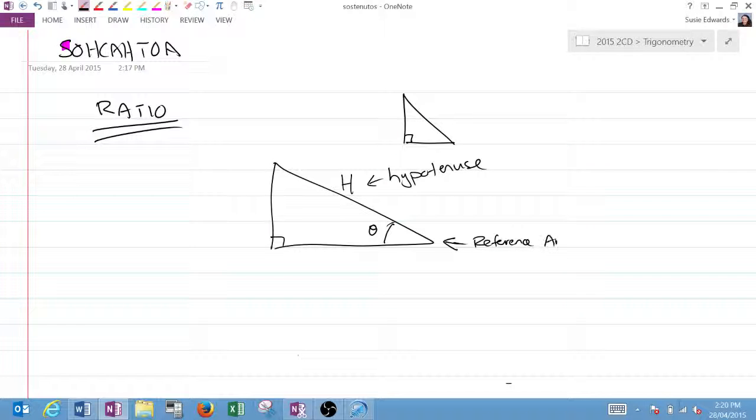Now, the reference angle can change depending on what we're looking for. So the reference angle could be here or it could be here. It just depends on whatever information you get given. And that means the sides related to it can also change, because we need to know an opposite side and an adjacent side. Now, what do you think an opposite side means? It's opposite to the reference angle. So what side is opposite to the reference angle? This one here. Now, it's not always the side on the left, okay? It's the side which is opposite the reference angle, okay? So this is O. It's opposite the reference angle.